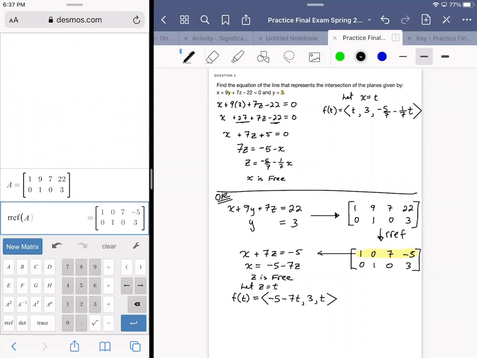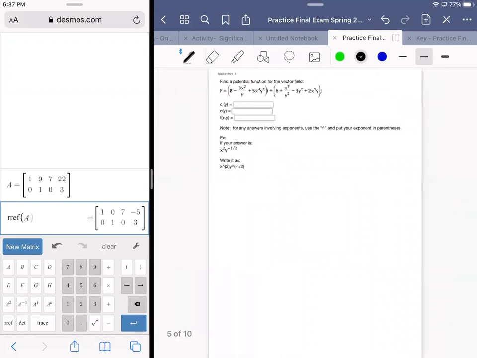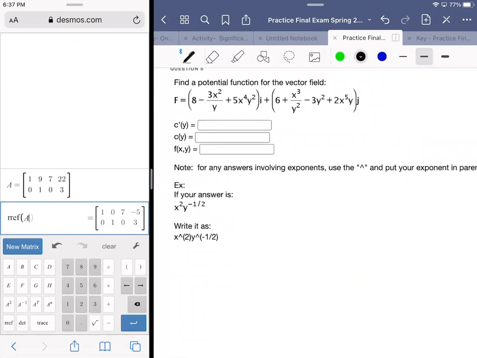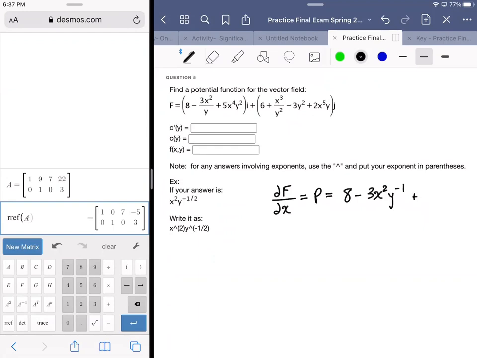All right. So number 5, potential function for the vector field. First, we have to make sure it's conservative. So we have our P's and Q's. You got to mind your P's and Q's. The partial with respect to x, that's what we're calling P, is equal to 8 minus 3x squared y to the negative first, plus 5x to the 4th y squared.